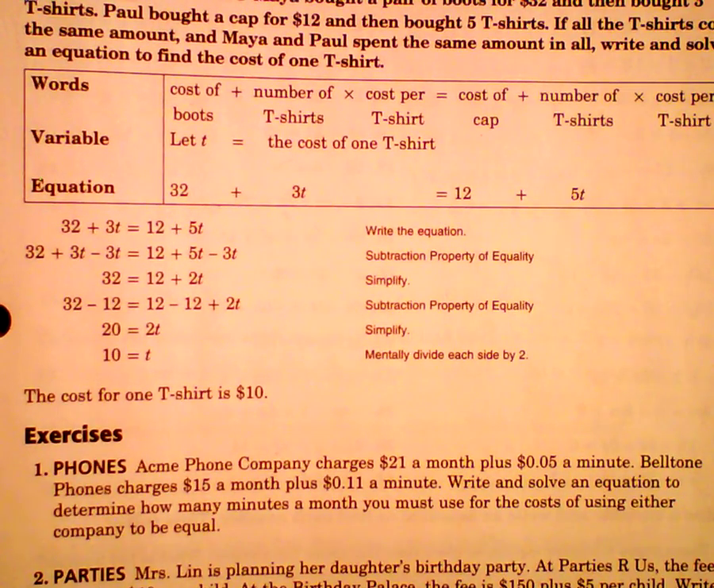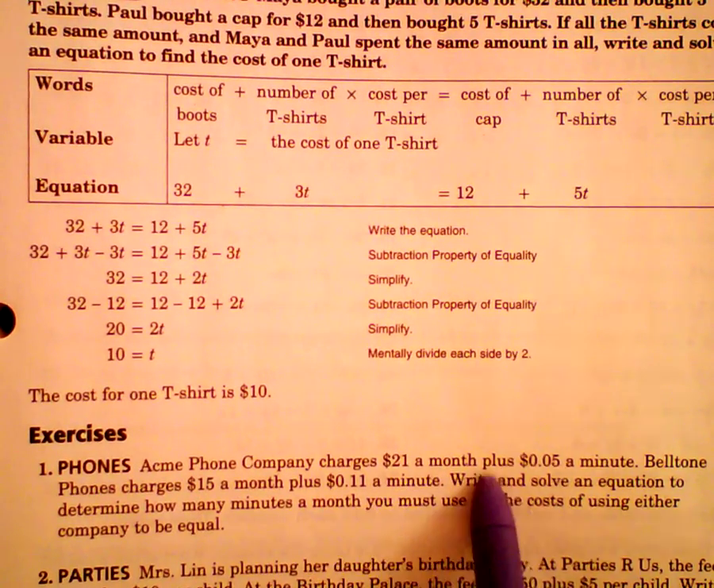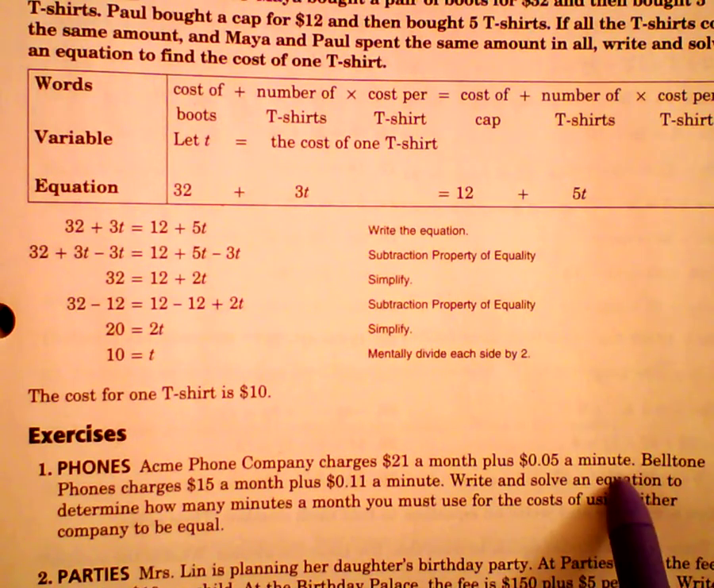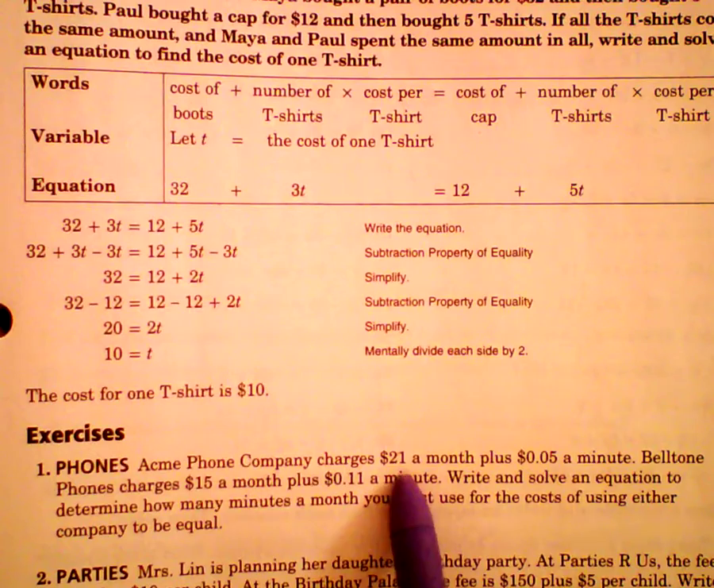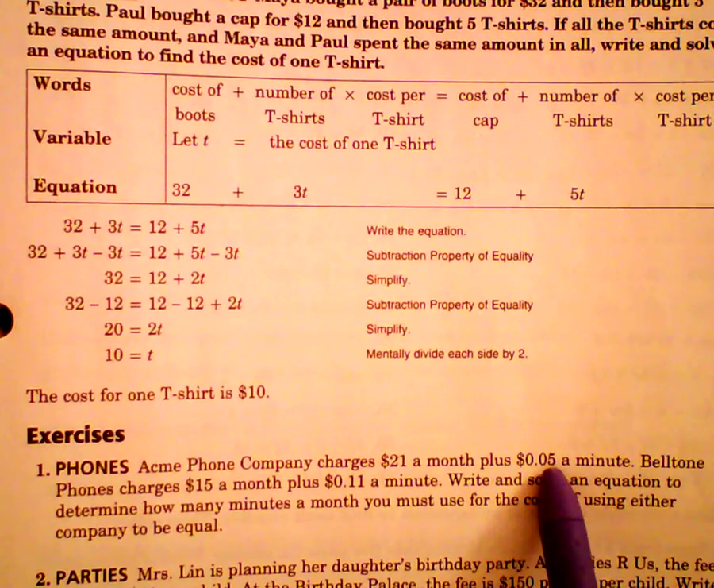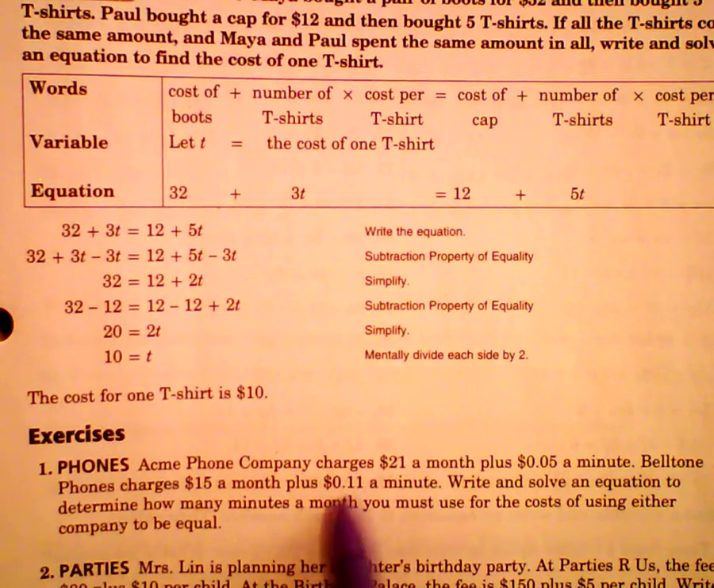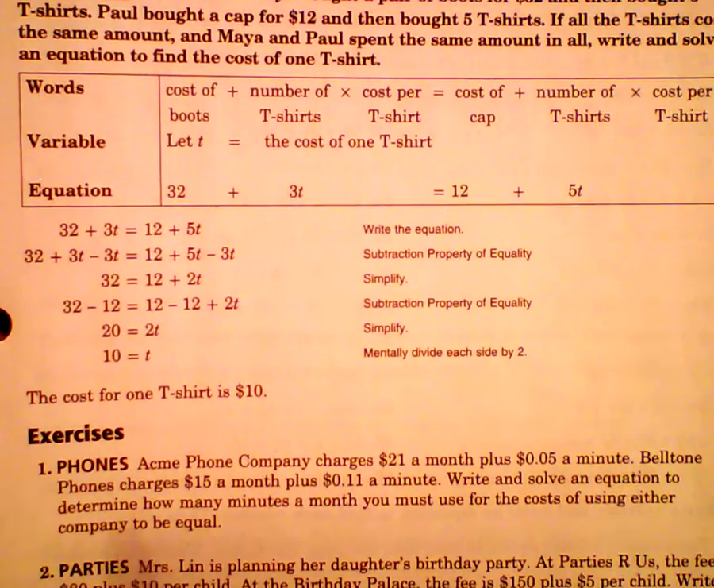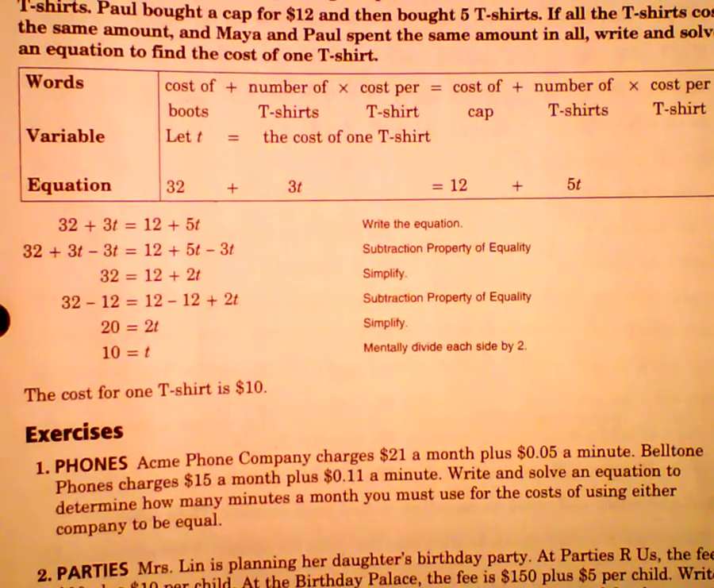Then go ahead and see if you can write your equation and solve for what it is looking for you to answer. Acme Phone Company charges $21 a month plus 5 cents a minute. So I'm going to have to pay $21 for the month, and then every minute I use up, I'm going to have to spend 5 cents. Belltone Phone charges $15 a month plus 11 cents a minute. Write and solve an equation to determine how many minutes a month you must use for the costs of using either company to be equal.